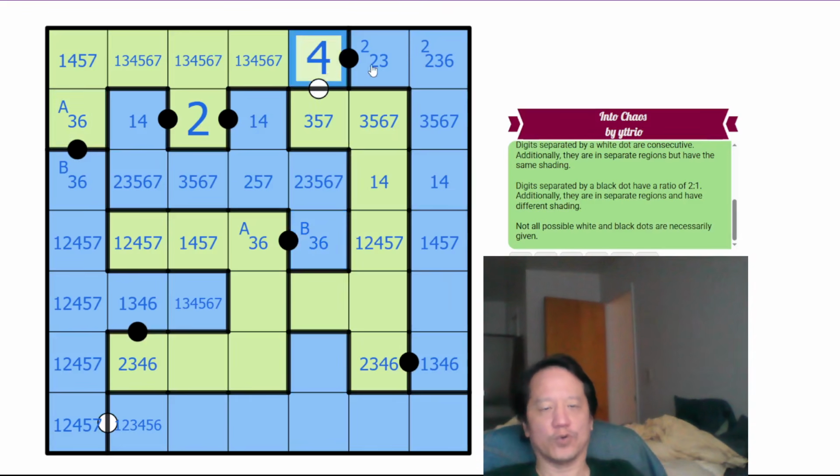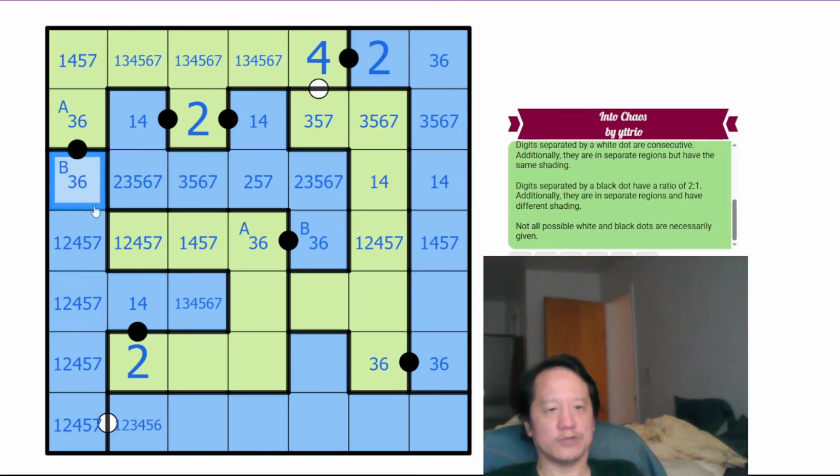Therefore, this is 4, which is in a 1 to 2 ratio with 2. So no 2 there. This can't be 2. So this can't be a 2 with 1 and 4 as a ratio. So this must be a 3, 6 pair, which eliminates 3 and 6 in the rest of the row. Well, 2 can't be here. And this can't be 3, 6 as a pair because this can no longer be 3 or 6. So 2 has to be here with this being 1 or 4.